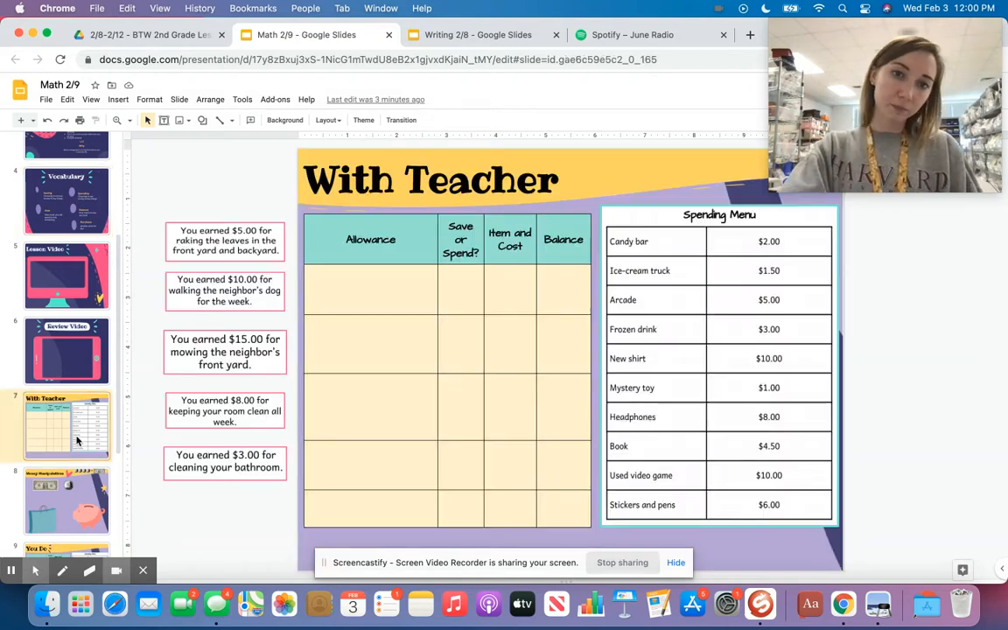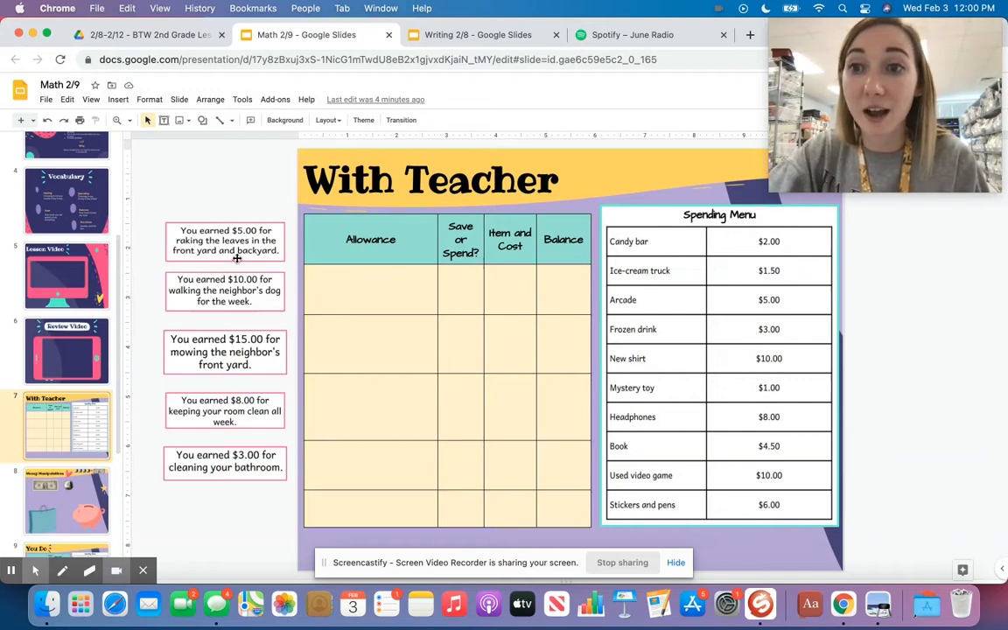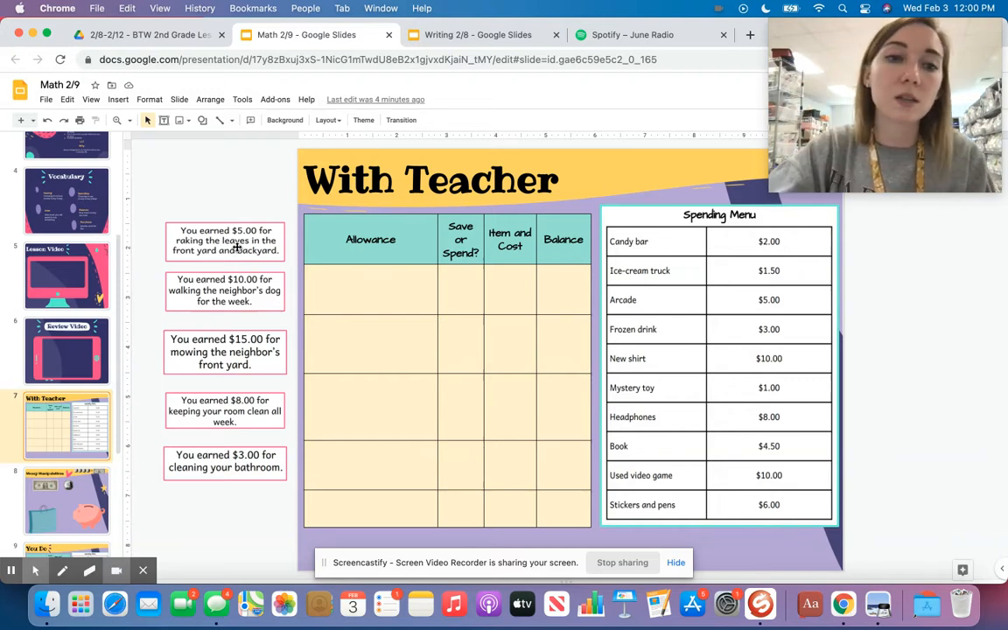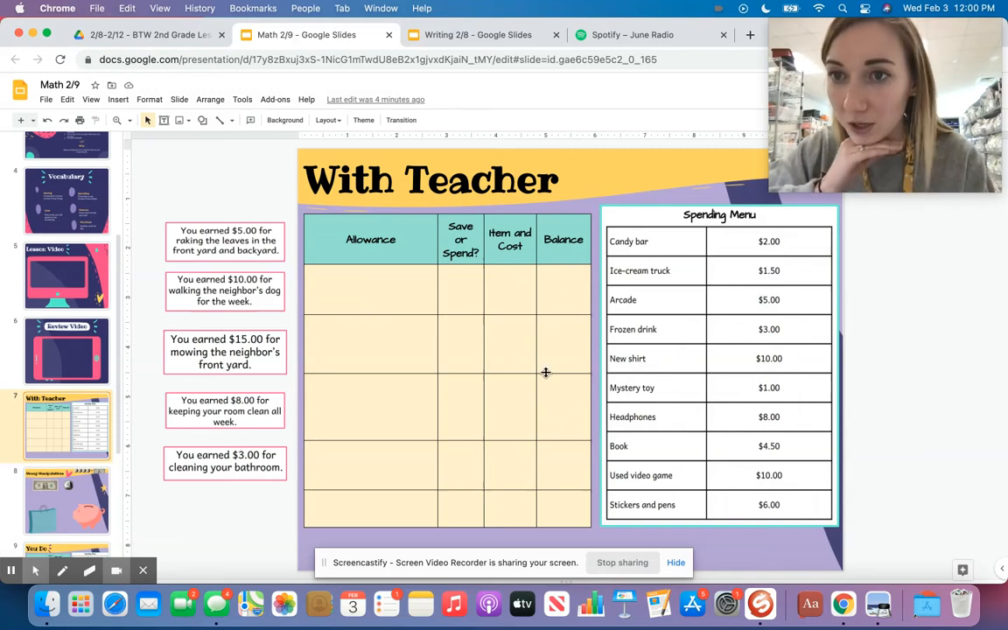So here we go. Over here, I have some allowance cards, okay? So these are things that I did, situations, and how much money I got for doing those things. And allowance is like whenever your parents give you money to help with chores around the house. So you can earn an allowance, and then you can decide if you want to save or spend that money. And we're going to keep track of if we're saving, if we're spending, what we're spending on. Over here is our spending menu, the things we can buy, and how much money we have over time. That's what we're doing together.